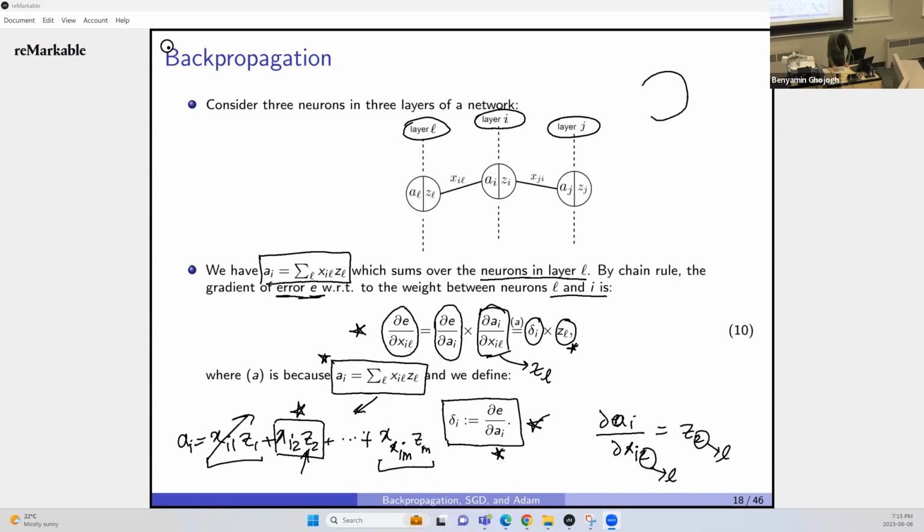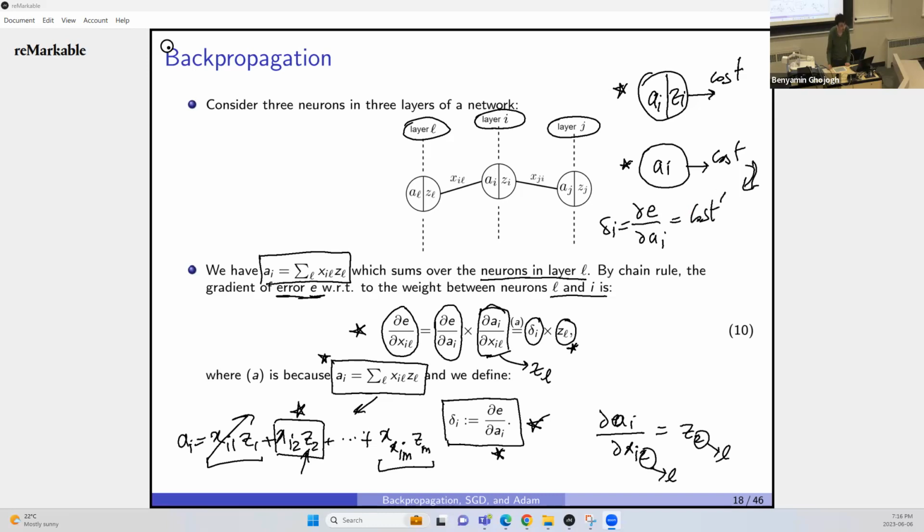Again, in the last layer, I have a_i, z_i, and this is cost. Two cases. Sometimes I don't use any activation function in the last layer. Then this is the case. Sometimes I use activation function in the last layer. And this is the case. Now let's consider the easier case, which is this. I don't use any activation function in the last layer. Derivative of E with respect to a_i, which is delta_i, is exactly the gradient of cost prime. It's derivative of cost, right?